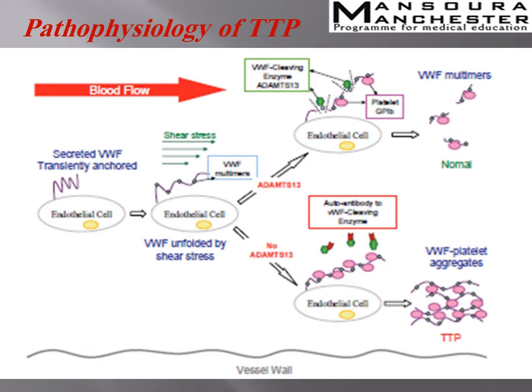This is the pathophysiology of thrombotic thrombocytopenic purpura. Multimeric von Willebrand factor adheres to the endothelial cells or to the connective tissue exposed in the vessel wall. Platelets adhere to the von Willebrand factor through platelet membrane glycoprotein 1b. In circulation, von Willebrand factor is unfolded by shear stress and cleaved by ADAMTS13, limiting thrombus growth.